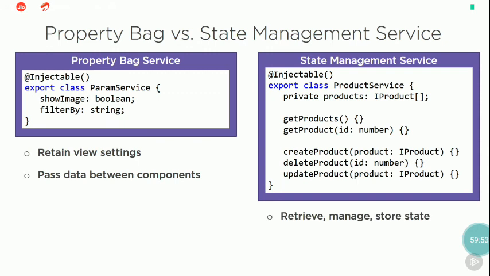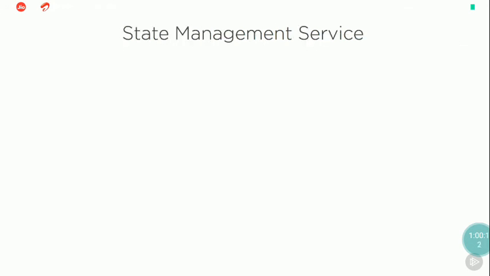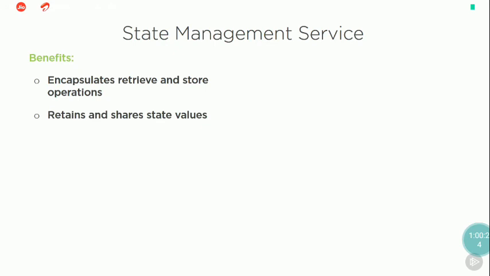We use a state management service to retrieve, manage, and store state values, in addition to sharing those values between our components. We used it in our demos to work with our product entity data, but we could build a state management service for any type of application data that requires management or storage. Using a state management service has several benefits. It can provide a set of methods that encapsulate access to the data store to create, read, update, or delete state values. It retains and shares state values with the components of the application.